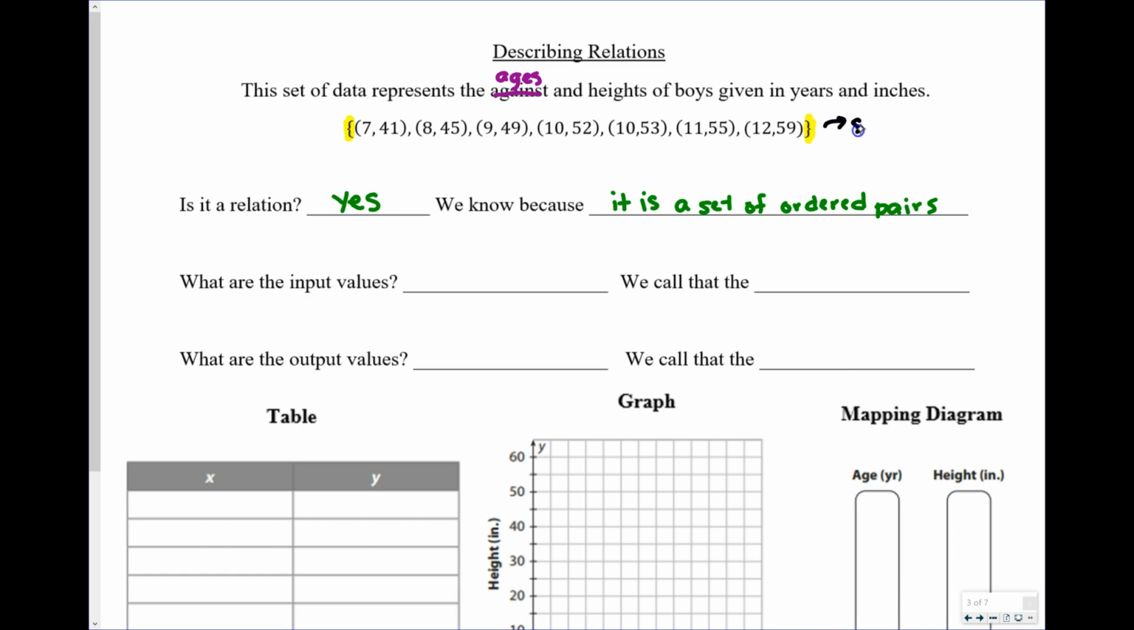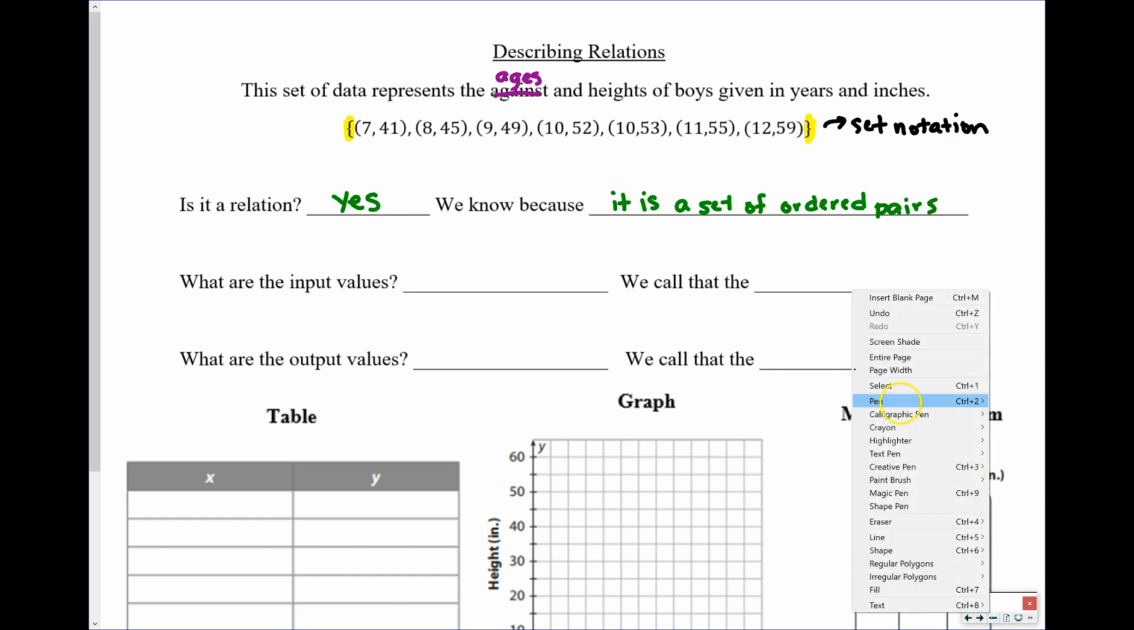So that, and it's going to become really important today. This is called set notation, and it's basically saying that anything between the two yellow bars is a set of something. So this is a relation because it's a set of a bunch of coordinate pairs. Okay, so yes, it's a relation.